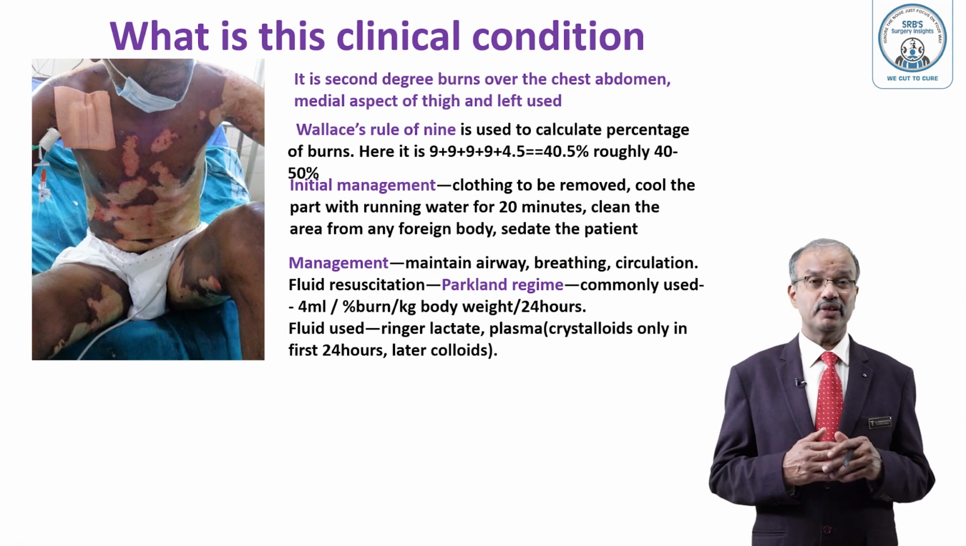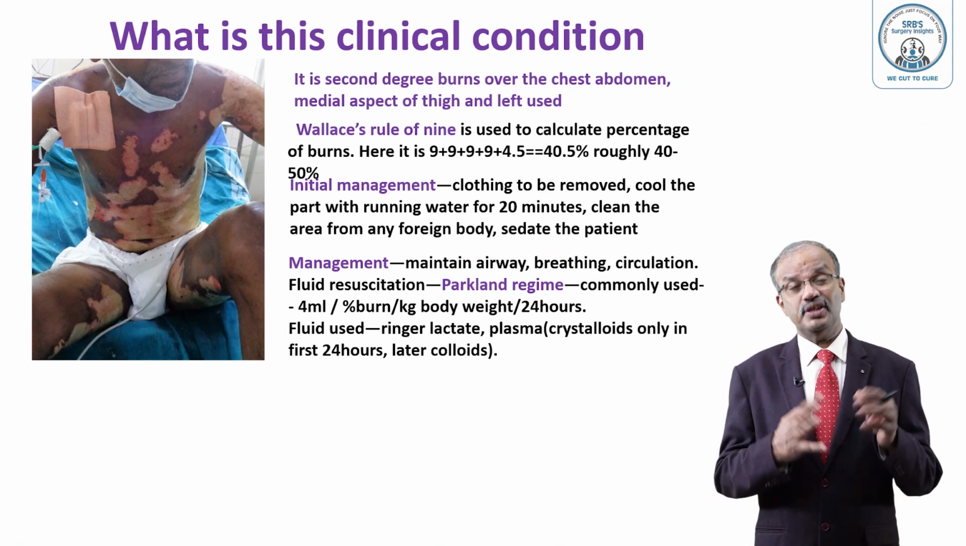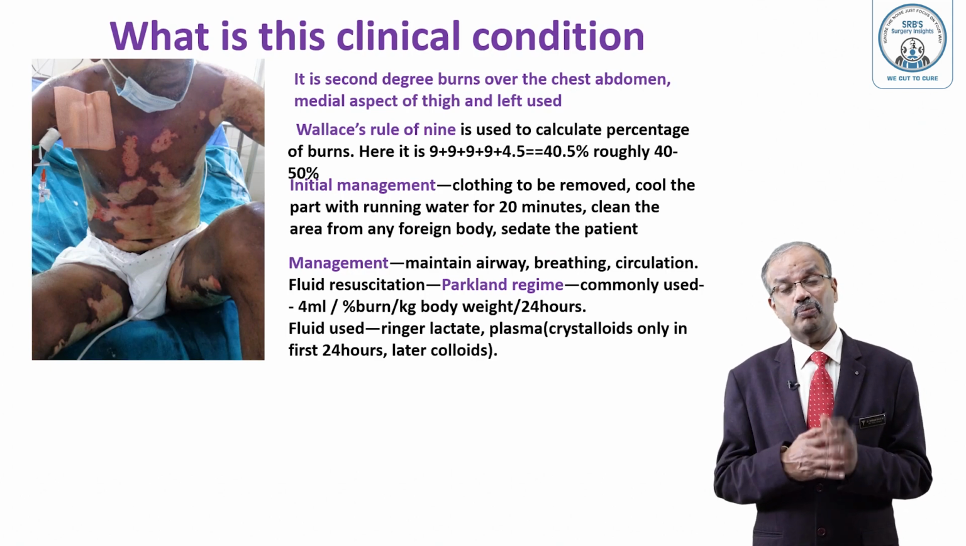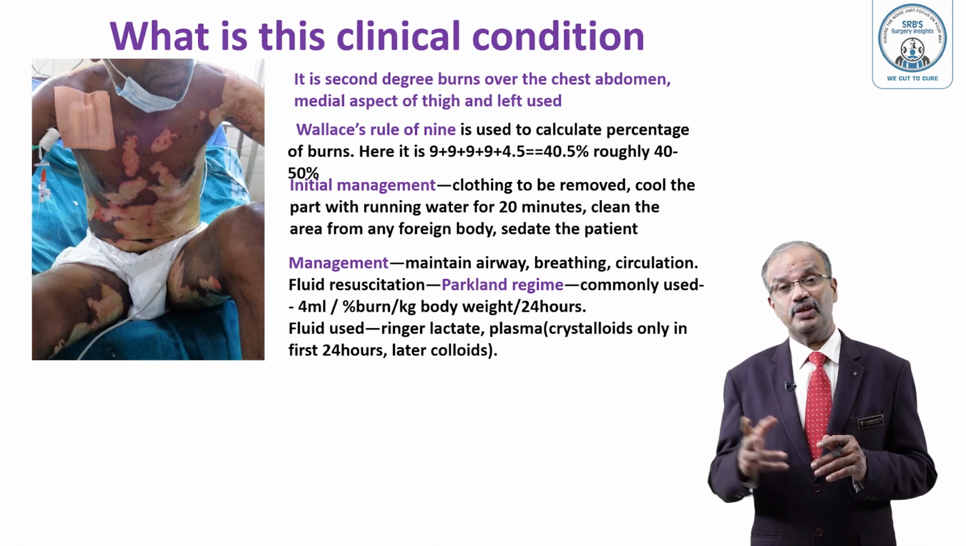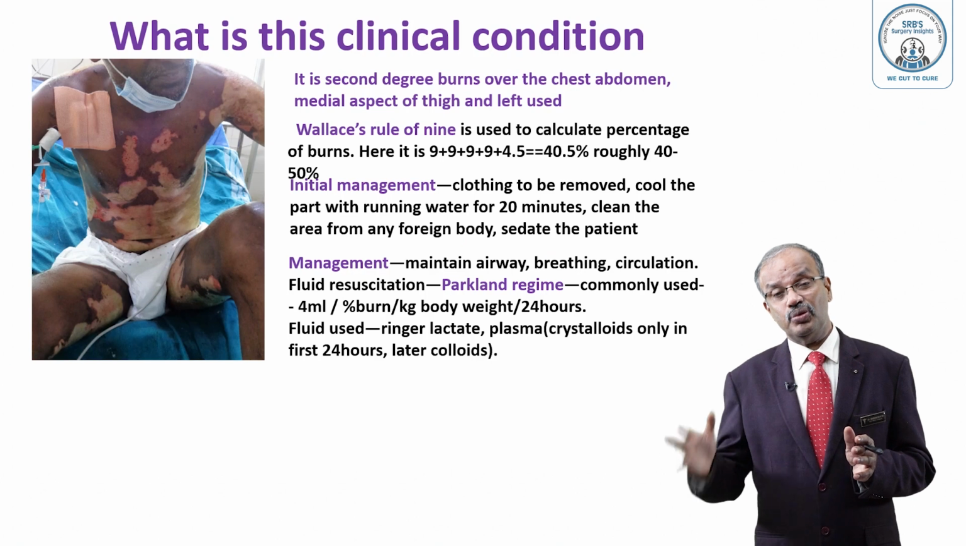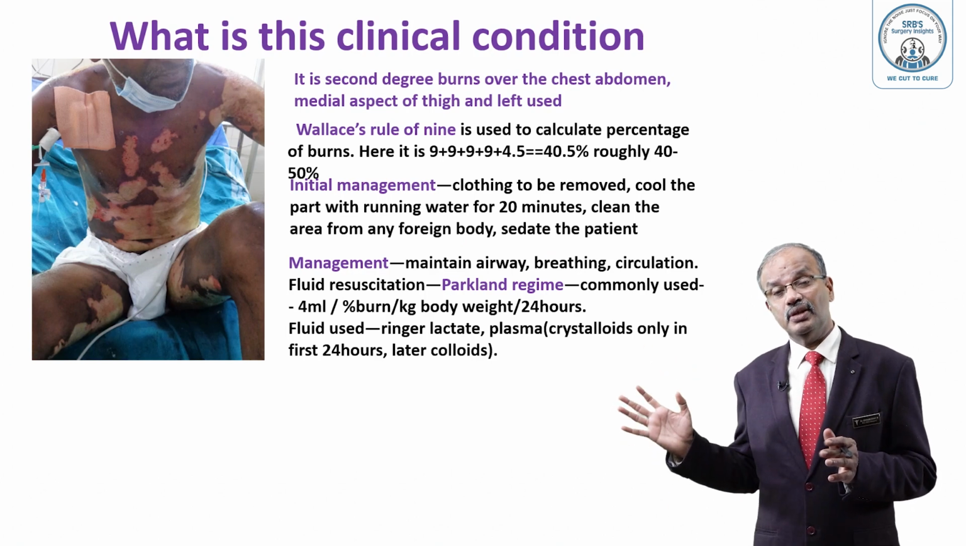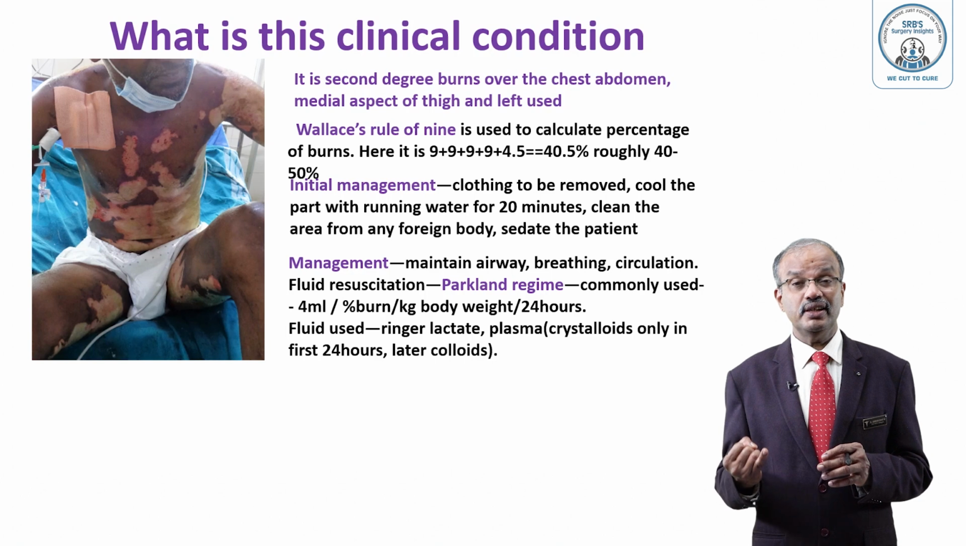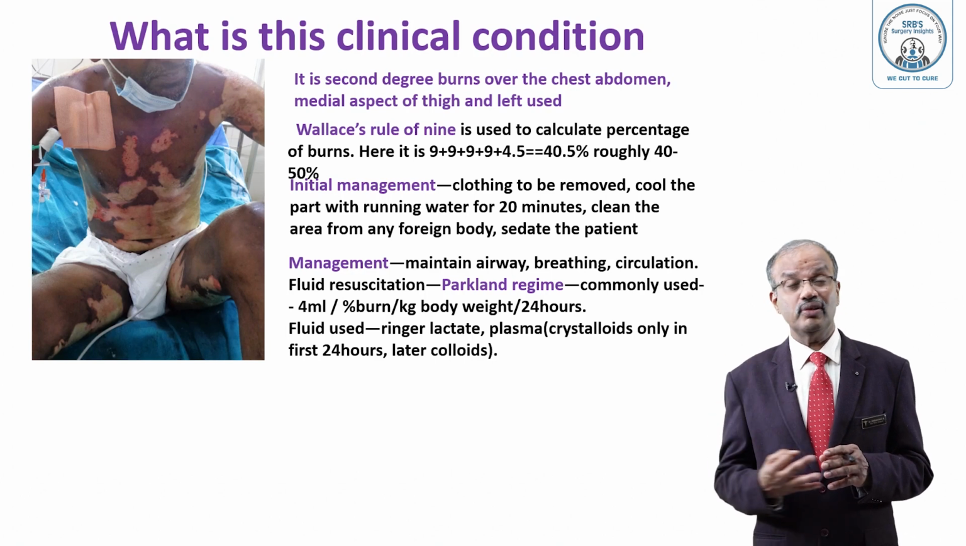Then the other regime is Muir and Barclay. In that, one ration is percentage of burns into body weight divided by 2. 3 rations in the first 8 hours, 2 rations in the next 8 hours, 1 ration in the next 8 hours. That means you have to give rapid fluid. They need a central vein, otherwise they do 2-3 cannulas.